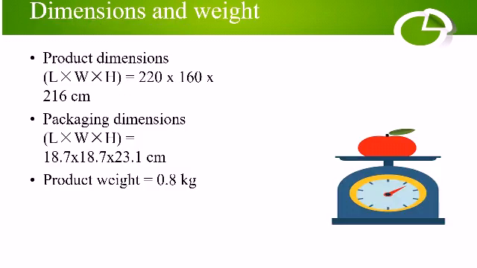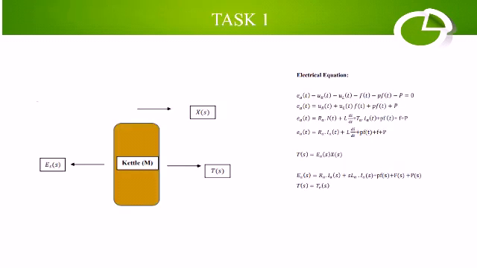These are the dimensions and the weight of the product. Product dimension comes to 216 centimeters, which is L times W times H, and the packaging dimension is also the same. Finally, the product weight comes to 0.8 kg. For the kettle, the right side goes to T(s), the left side to E(s), and the upper right side is the axis. So this is the electrical equation.